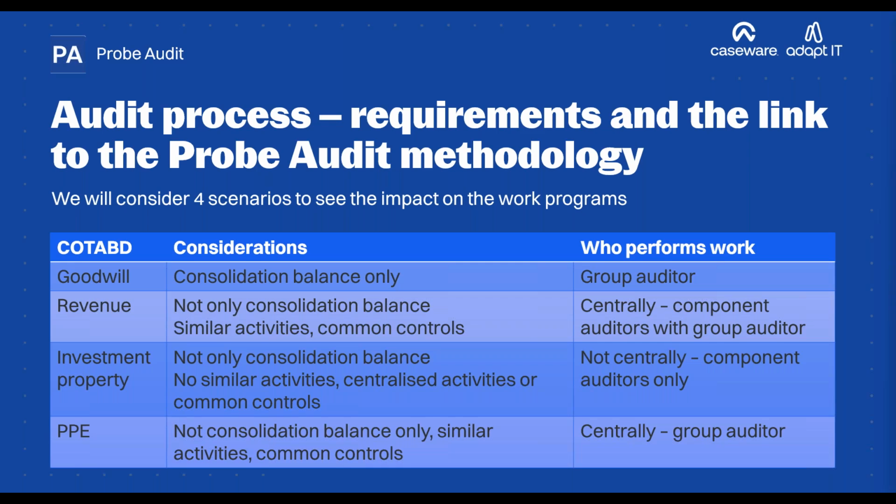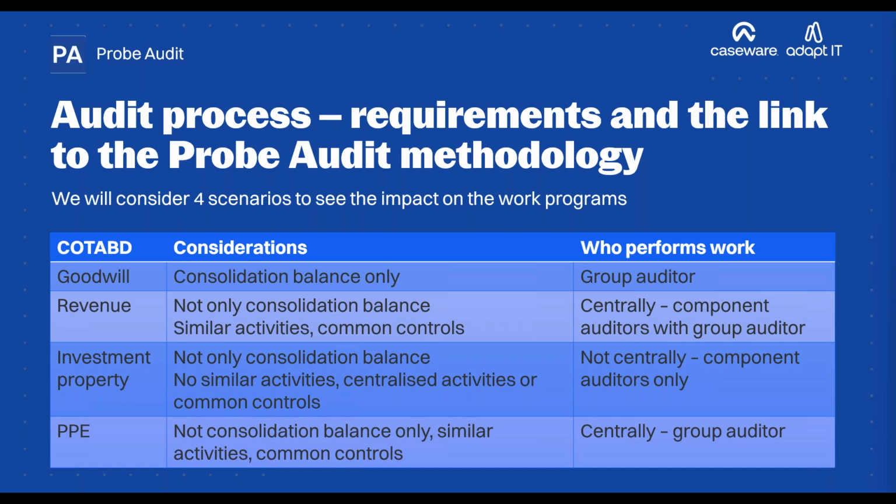They are all separate entities. There are no similar activities, centralized activities, or common controls. And so in this case, we are going to let the component auditors do the work only. Of course, as group auditors, we're going to review their work. But as group auditors, we are not going to do any work centrally. We are only going to let the component auditors do the work.